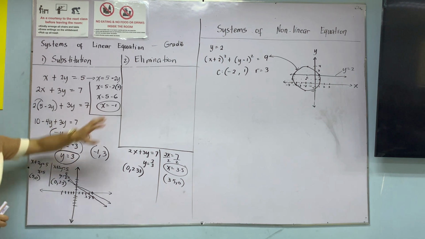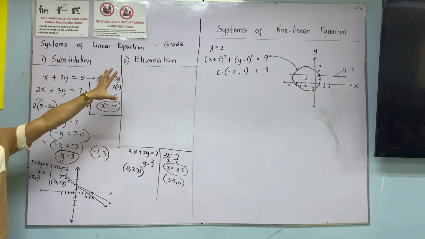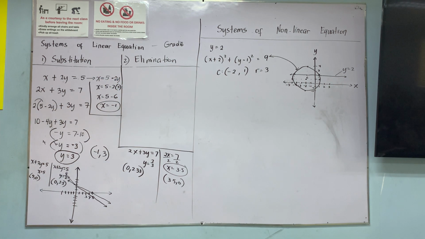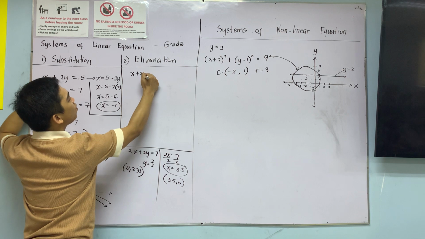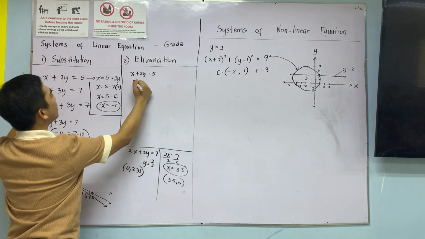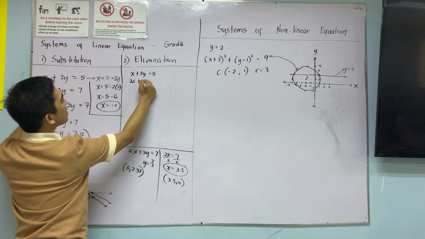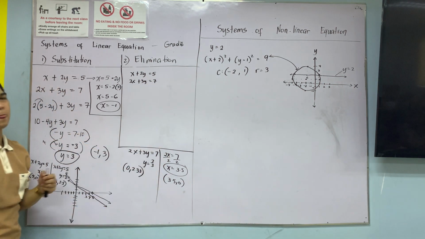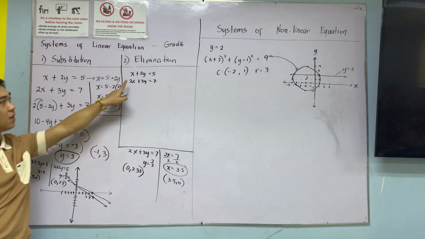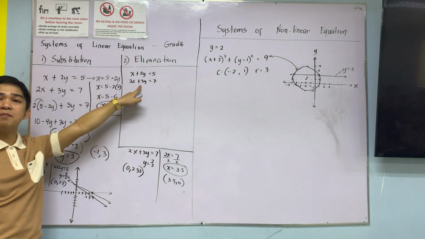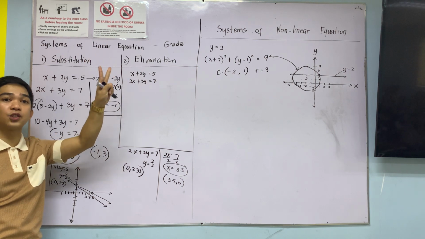Now, sir, paano naman si elimination? Si elimination, ano root word? Eliminate. To eliminate something, you can use cancellation method. Pero yung given kasi natin, x plus 2y is equal to 5, 2x plus 3y is equal to 7. Pwede na ba tayong mag-eliminate? Hindi pa pwede. Kasi in elimination, it's either addition or subtraction.